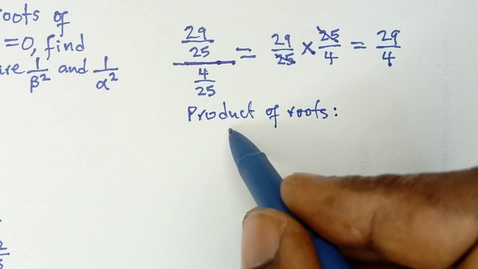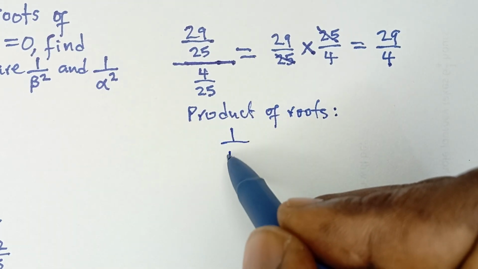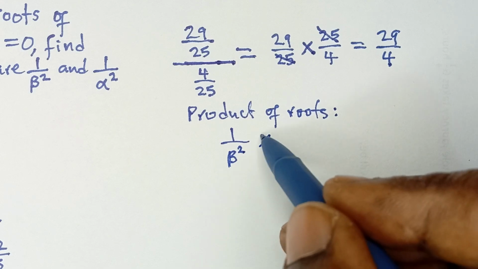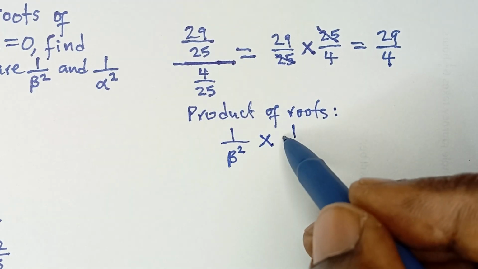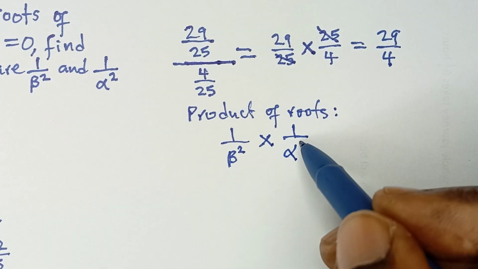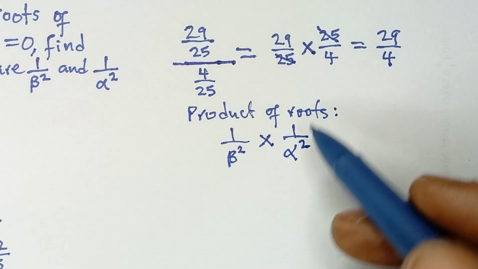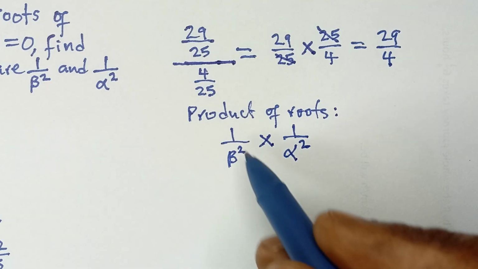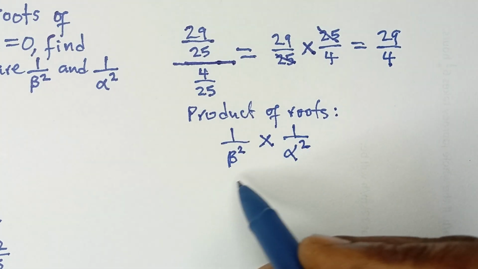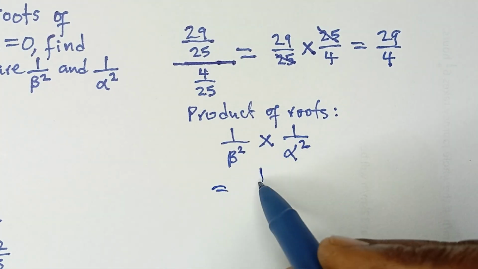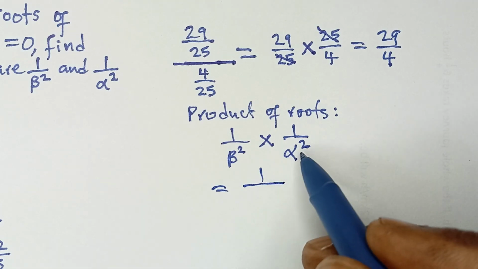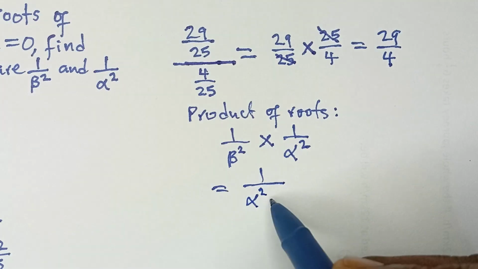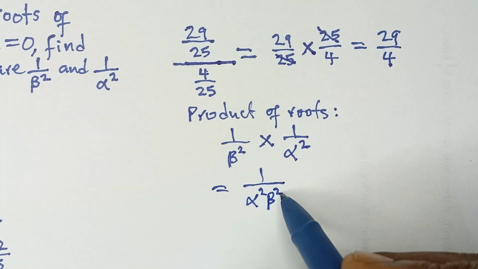Now don't forget, the roots are 1 over beta square and 1 over alpha square. So we multiply them to give us 1 over beta square times 1 over alpha square. So this is the product of the roots. Then 1 multiplied by 1 is 1, and alpha square multiplied by beta square will be alpha square beta square.